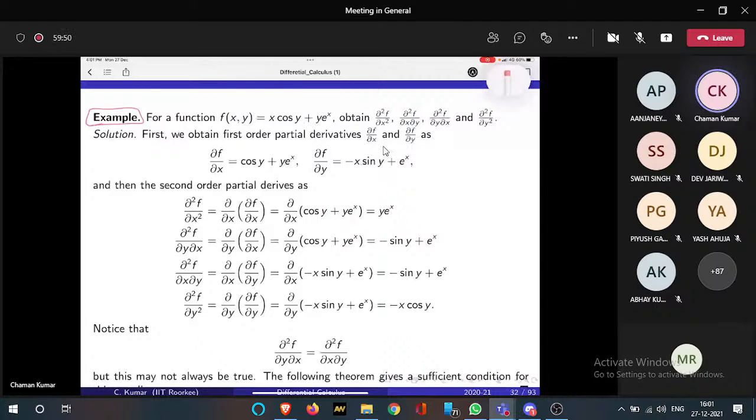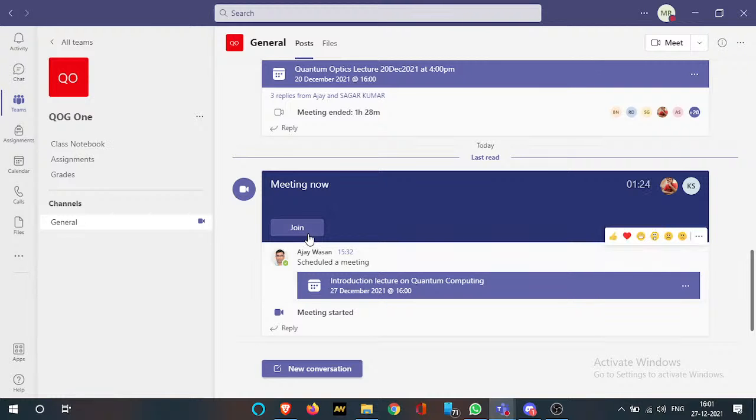Now I can find the mixed type derivatives. First the derivative with respect to x and then with respect to y. The derivative with respect to x is this one. We can differentiate this function with respect to the variable y by treating x as constant. So this will be minus sine y, and the derivative of the second term will be e raised to x.